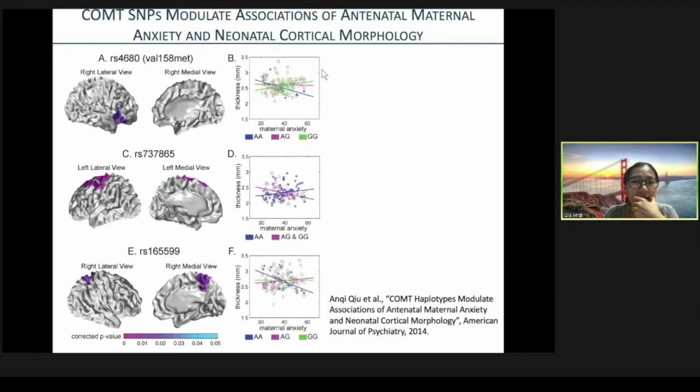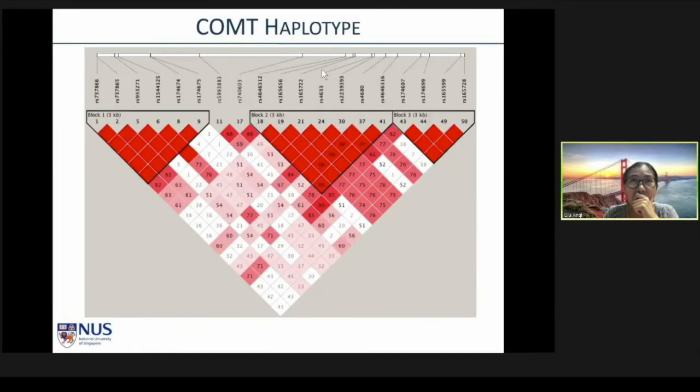To further examine two additional COMT SNPs, here we show these two SNPs also modulate the association of antenatal maternal anxiety and cortical thickness of superior frontal cortex as well as parietal cortex. Certainly, we can repeat the analysis for every SNP on the COMT gene.